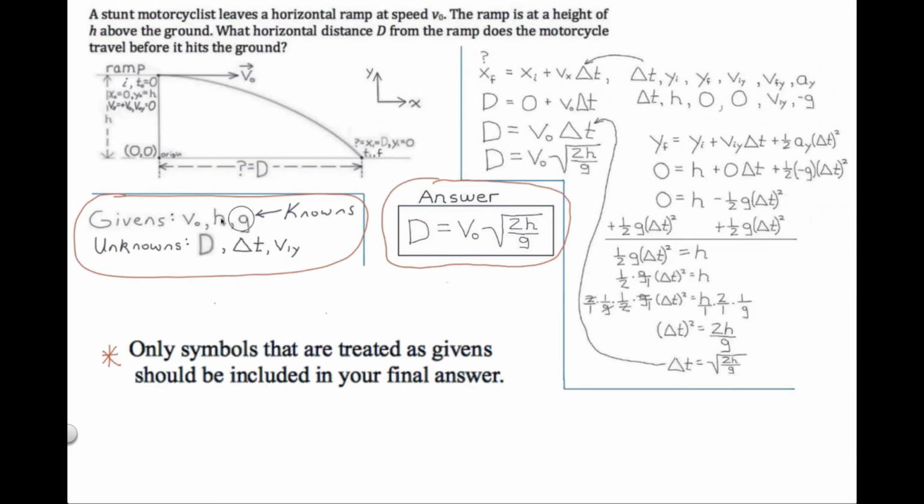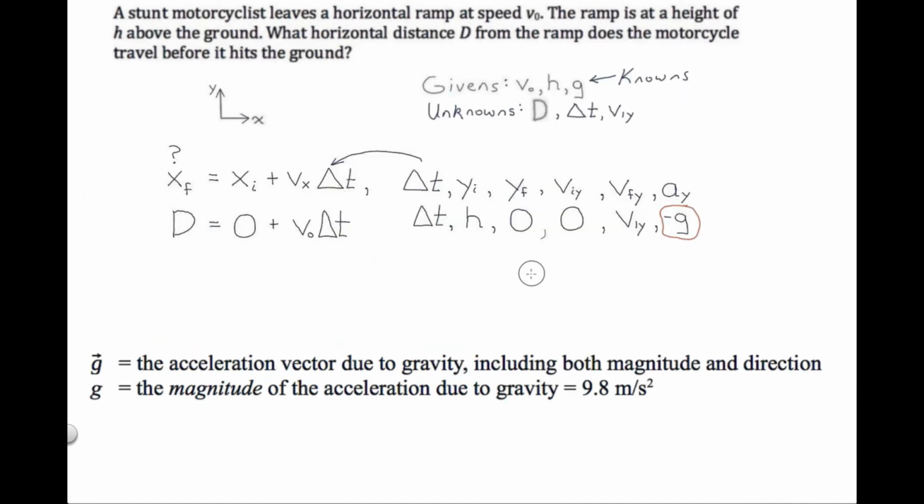Another reason our list of givens is helpful is that only symbols that are treated as givens should be included in our final answer. Because this problem is symbolic, we represented the magnitude of a sub y with the symbol little g, rather than with the number 9.8 meters per second squared. The symbol little g, written without an arrow on top, stands only for the magnitude of the acceleration due to gravity. So when we write a sub y, it's crucial for us to include this negative sign to indicate that for projectile motion, a sub y points downward.